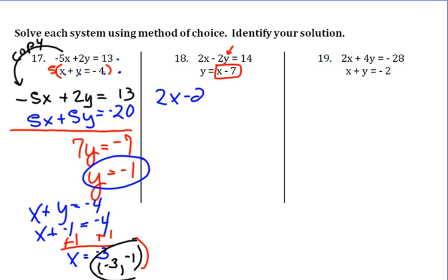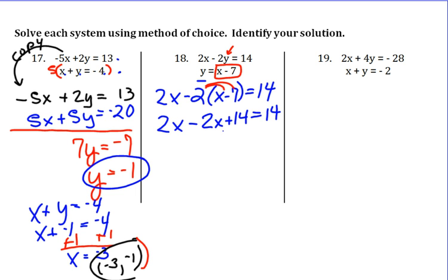2x minus 2 times y. Well, y is going to be replaced with x minus 7. That's what they told me here, that this y is really the same thing as an x minus 7, equals 14. I'm going to do distributive property here because now I have an equation with just one variable. 2x minus 2 times x, and then minus 2 times minus 7 is plus 14 equals 14. Combine these two terms and I get 2x minus 2x is a 0. So I'm left with 14 equals 14.